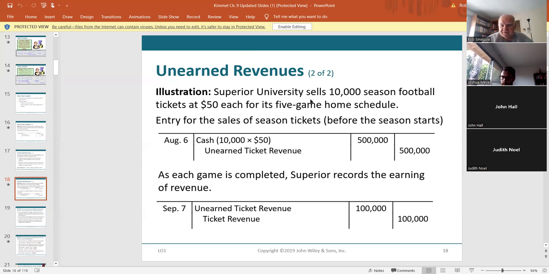Superior University sells 10,000 football season tickets, $50 each. It's a 5-game schedule. So they got $500,000 before the season even began, before the opening kickoff of the first game. Now, as each game is played, they can recognize that revenue. And they're going to do so with a credit to ticket revenue and a debit to the liability, unearned ticket revenue, to reduce that.